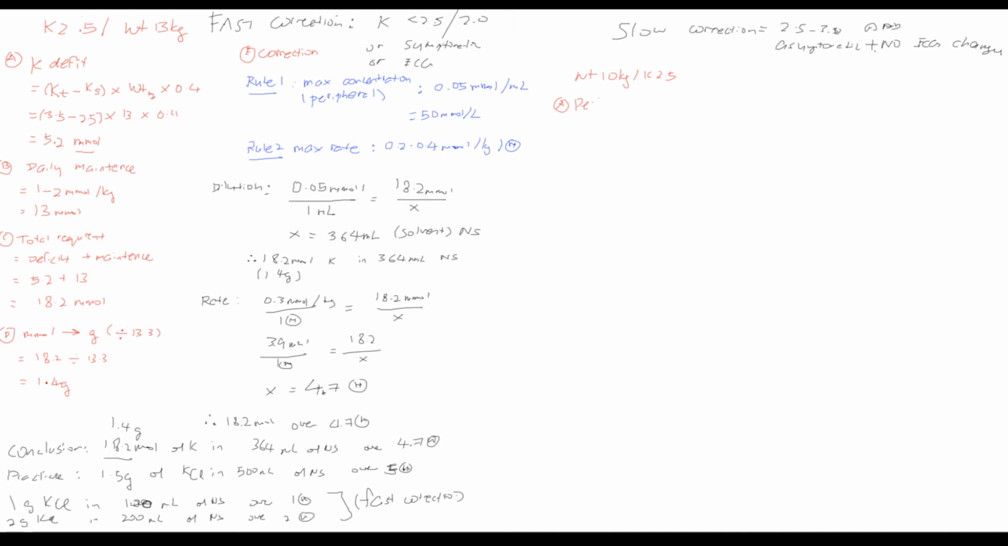So again, the deficit is equal to the target potassium minus the serum potassium, multiplied by 0.4, multiplied by the weight. Let's say we want to correct to 4 this time. So we take 4 minus 2.5, times 0.4, times 10. We get 6 millimoles of potassium. This is the deficit. Then we'll calculate the maintenance.